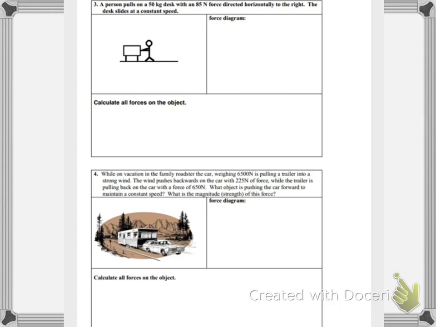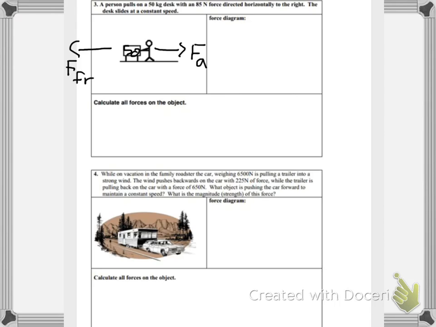So move on to number 3 here. Person pulling a 50 kilogram desk with an 85 newton force directed horizontally to the right. The desk slides at a constant speed. Again, that constant speed means that these forces are going to be balanced. The vectors will have the same magnitude. So we've got 85 newtons to the right, and that's the applied force. We'll call that FA, which means that we have a friction force acting in the other direction.